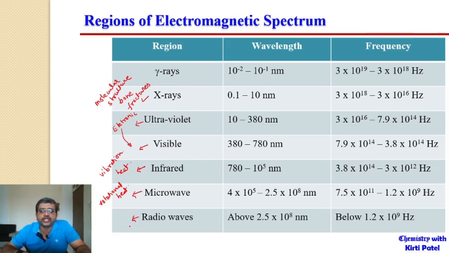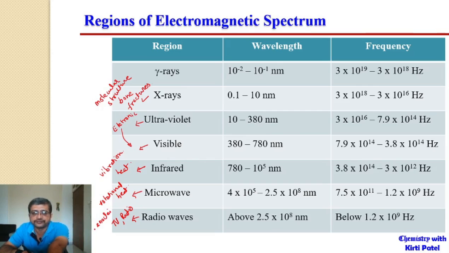Similarly, radio waves can be used for either televisions or for FM radios. These have the least amount of energy amongst all the regions of the electromagnetic spectrum, and they can be used for rotating either the electrons or the nuclei. The amount of energy required is very less, so they can be used for rotating the nucleus of an atom or a molecule.